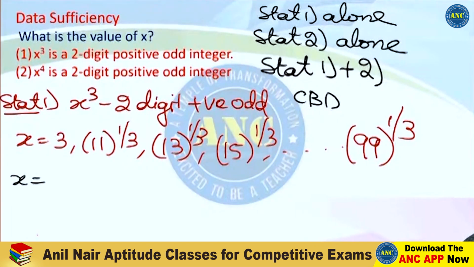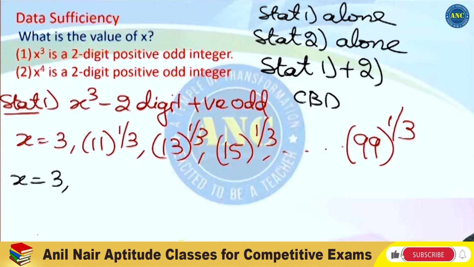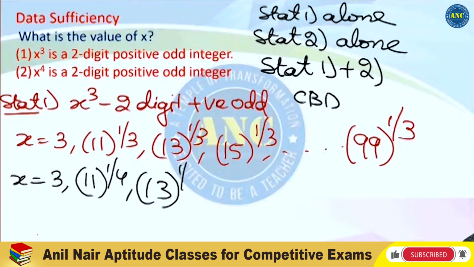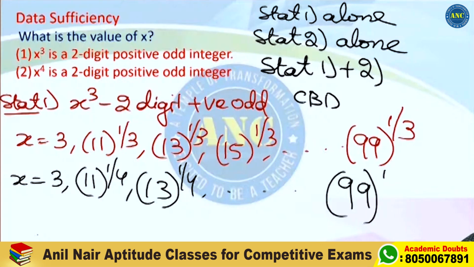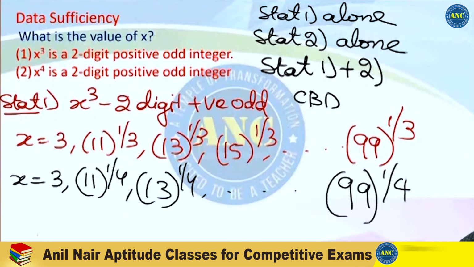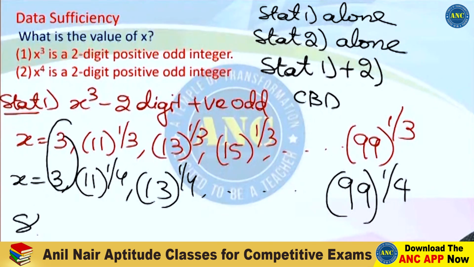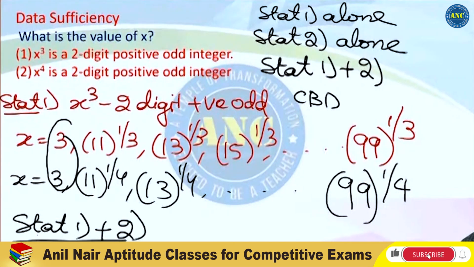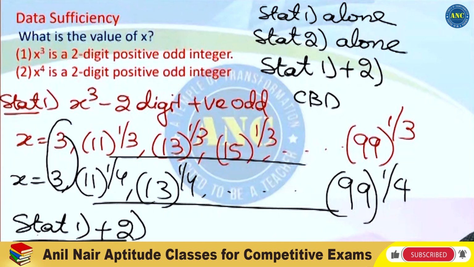X power 4 is a 2-digit number. Similarly, it can also be 11 power 1 by 4, 13 power 1 by 4, and so on up to 99 power 1 by 4. I hope the idea is clear. If you only took 3, you will get only that one. The answer is right, but check whether you are able to get and write these values. If you wrote these values, you have understood the question properly. Very good.